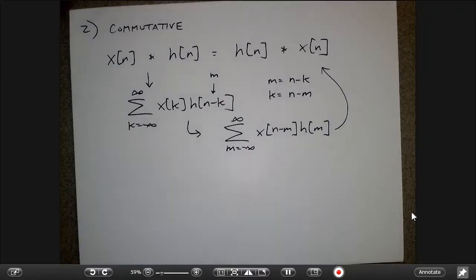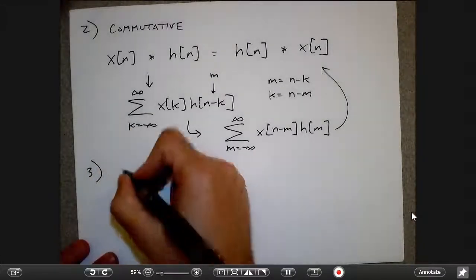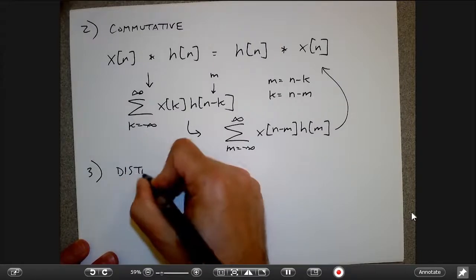And so like I said, when you're doing homeworks and stuff, you may find that it is easier to flip one thing than flip the other thing. So don't worry about which one you flip. Okay. Next one is the distributive property.